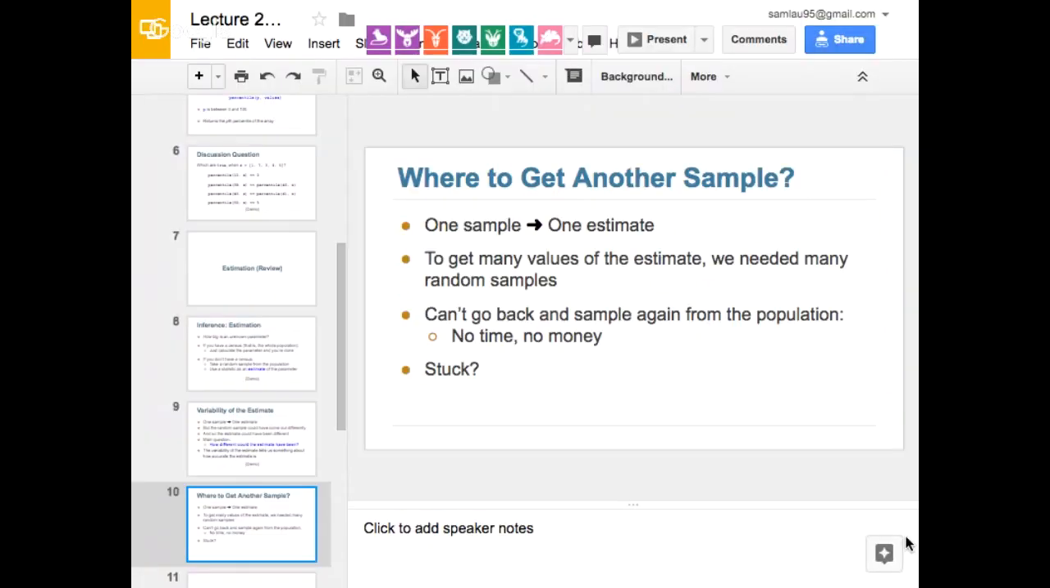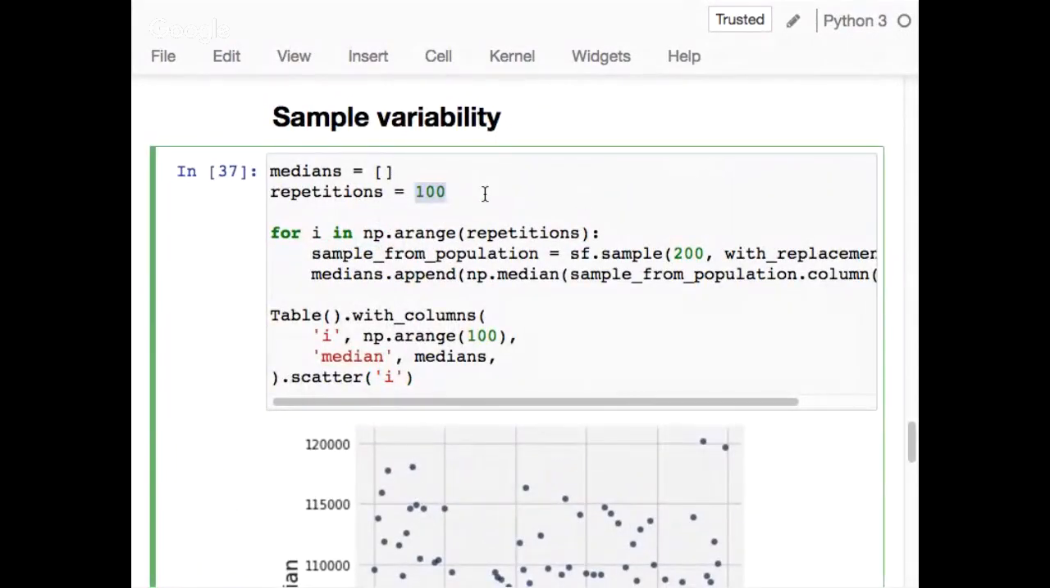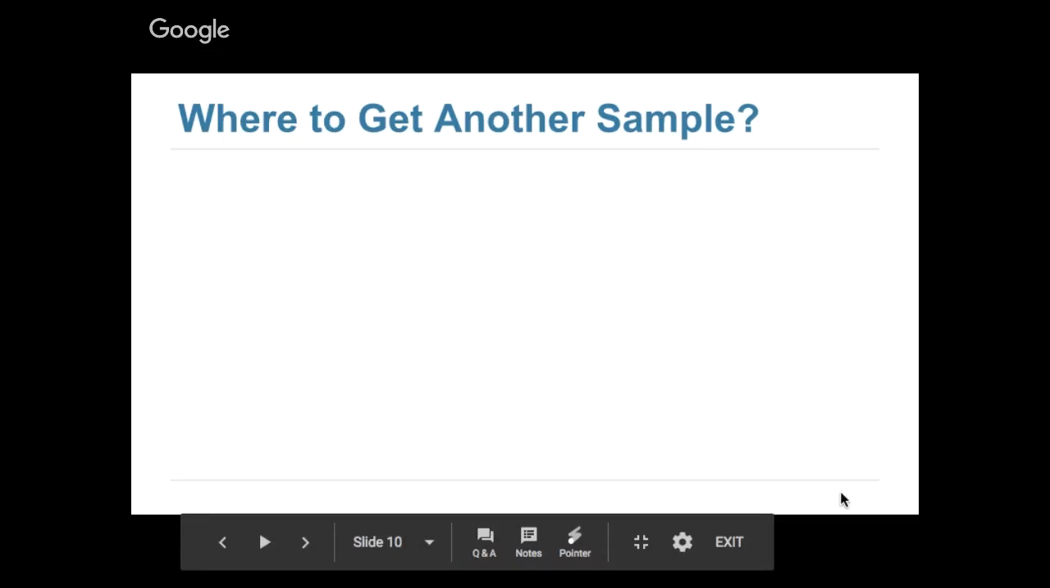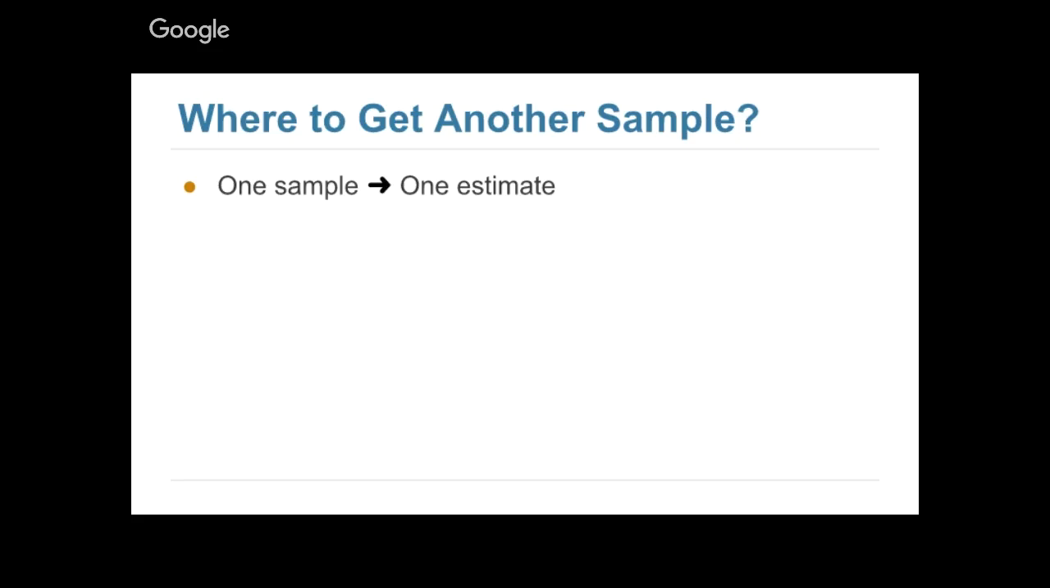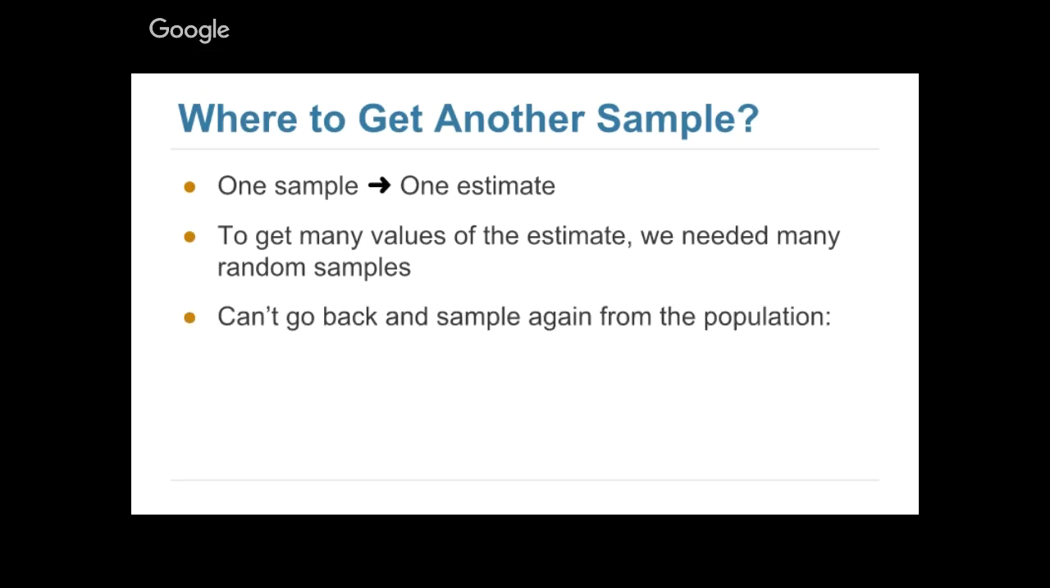So take a look at how much extra work I did to get this. I went from 1 sample to 100 samples. Each sample was 200, so I looked at 20,000 people. That's a lot more than what I originally did. That's a lot of extra work. And unfortunately, in the real world, you run out of either time or money or both. So you can't actually go back to your population and get a new sample. With 1 sample, you can get 1 estimate. If we take more samples, we can get more estimates of my value. But unfortunately... so what do we do?